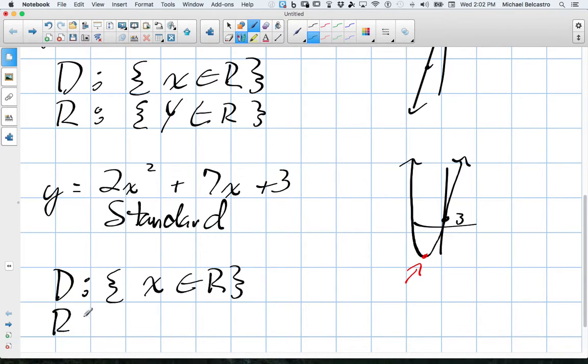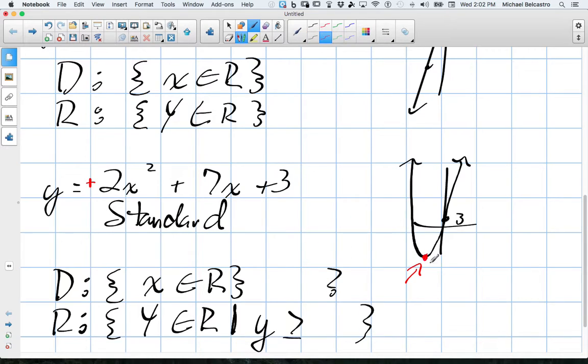The range, however, is continuous, and because it's a continuous function, we started off with y is the element of all real numbers, but it does have a restriction. Because the a value is positive, we know that it is opening upwards, like I've drawn. So y is going to be greater than and equal to some value. And that value is dependent on where the vertex to this is. Now, we could find the vertex by completing the square, or maybe factoring it, find x-intercepts, and then find axis of symmetry. There's a lot of different methods.